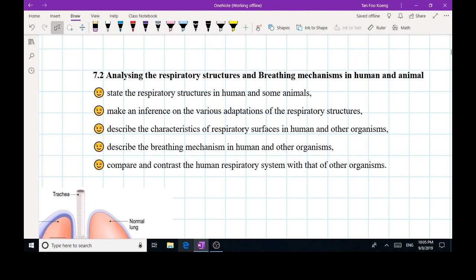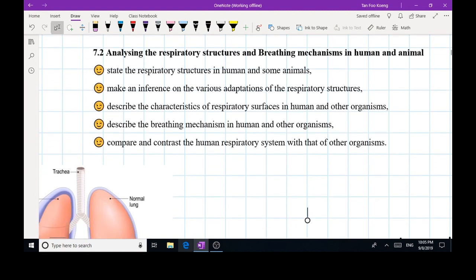Number two, to make an inference on the various adaptations of respiratory structures. So we need to at least state the adaptations of the respiratory surface structures in human and in some animals. Number three, describe the characteristics of respiratory surfaces in human and other organisms. So what are the characteristics that enable the surfaces to supply a sufficient amount of oxygen to the organisms, as well as to remove the carbon dioxide quickly to sustain life.